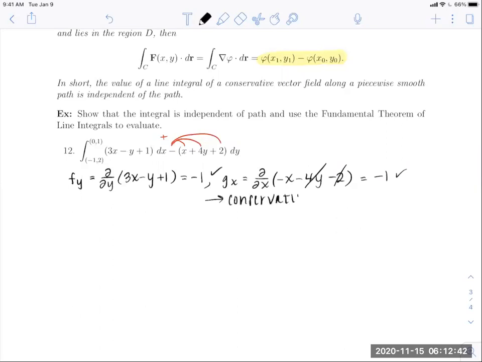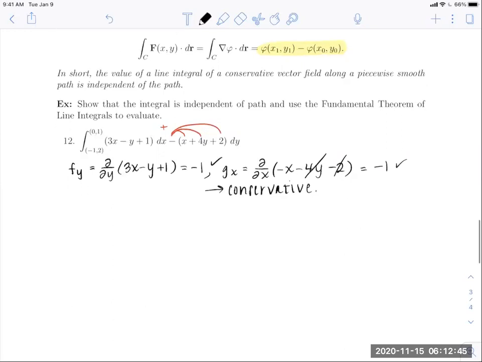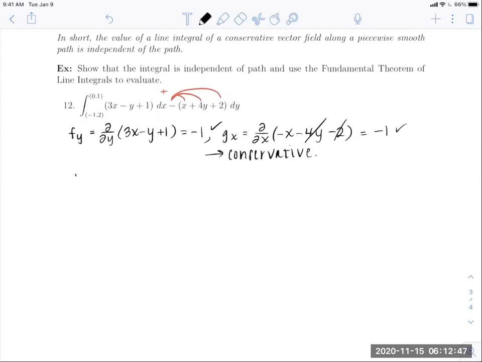I can move forward with finding a potential function. So let's set up our first two equations. The first is that the partial of phi with respect to x is the first component function. And the second is that the partial of phi with respect to y is the second component function. Again, I'm being careful to just distribute that negative right out of the gates. All right, so working with the first function, I am going to make my first attempt at recovering phi of x, y by integrating with respect to x.